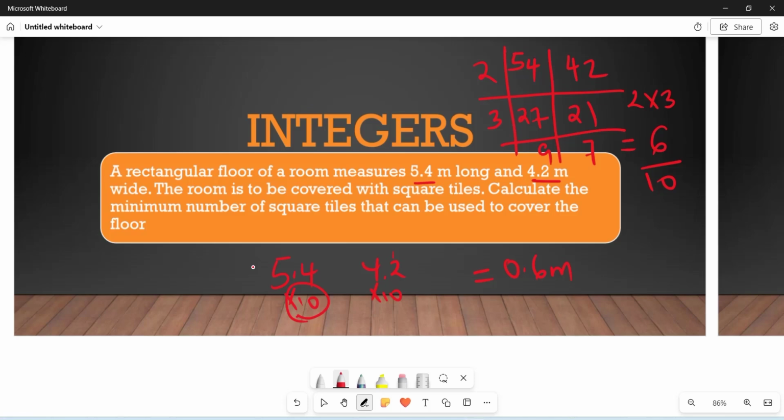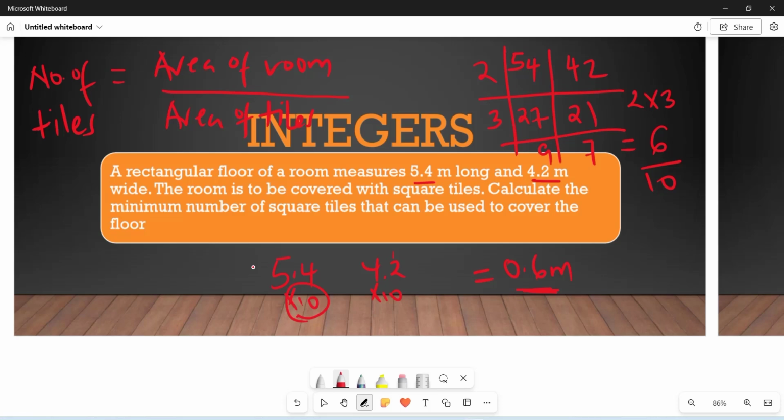So, for us to get the minimum number of square tiles that can be used to cover the floor, the formula is: the number of tiles equals the area of the room divided by the area of the tile. And remember, the greatest tile is the one whose side is 0.6, and the sides of the room are 5.4 by 4.2.